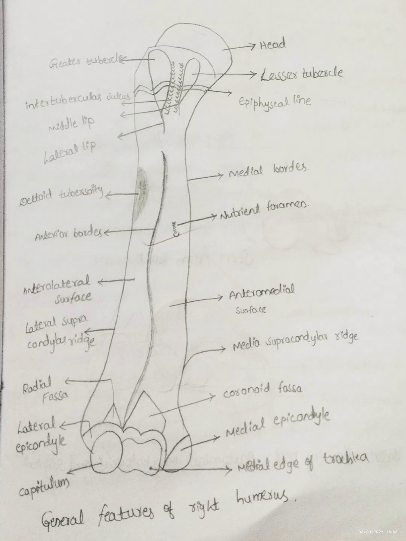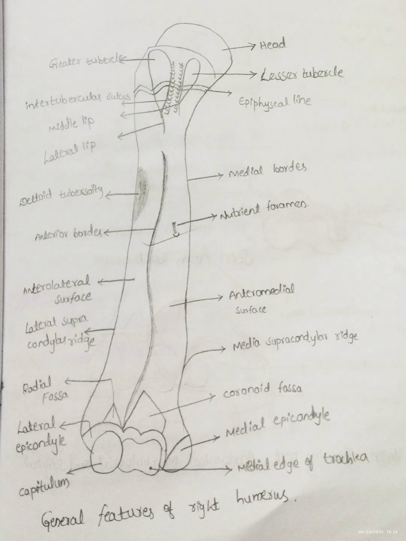Side determination. For side determination, the upper end is rounded and the lower end is expanded from side to side, and it is flattened from front to back. The head is directed medially, upwards and backwards. The lesser tubercle projects from the front of the upper end and is limited laterally by the intertubercular sulcus. It is also known as the bicipital groove.